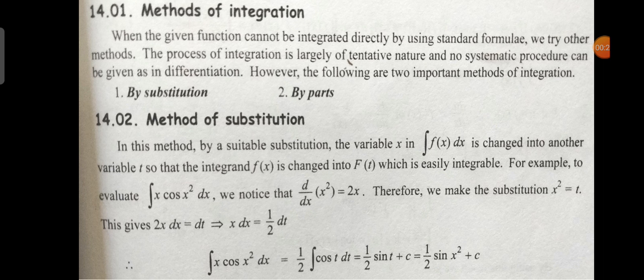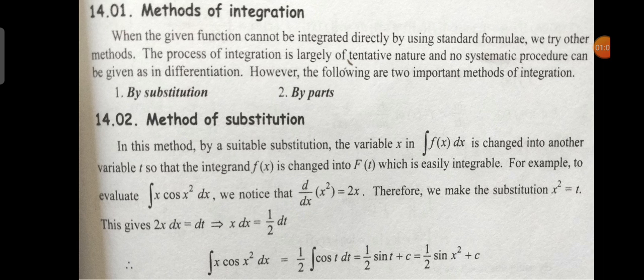Methods of integration: there are mainly two methods. The most important methods of integration are of two types, by substitution and by parts. These are the two main methods of integration. In the previous class you studied substitution. I told you we have to substitute in questions logically, and what you have to do.